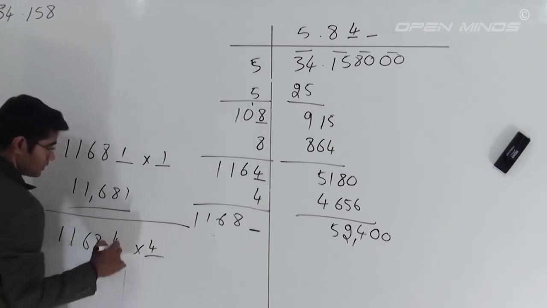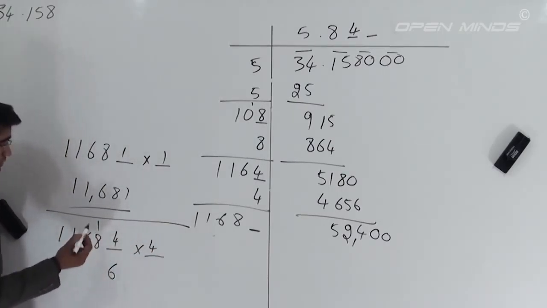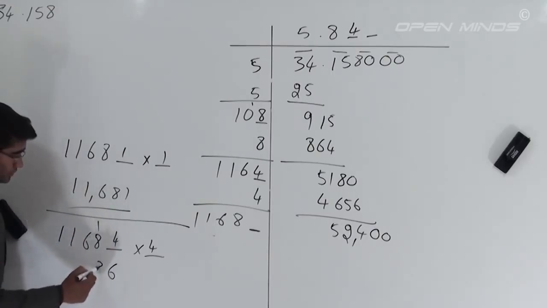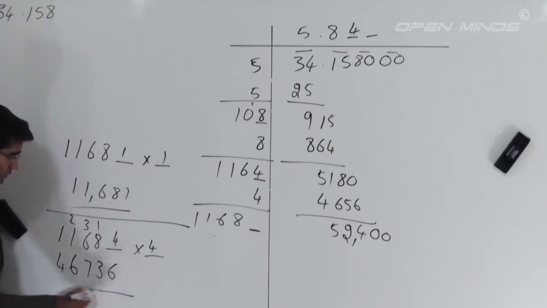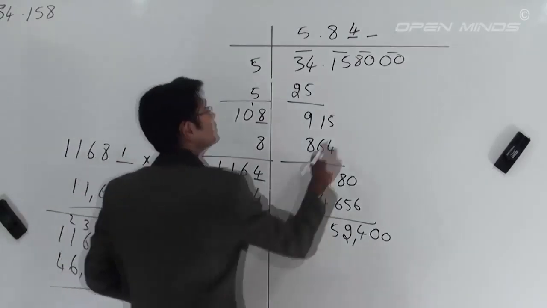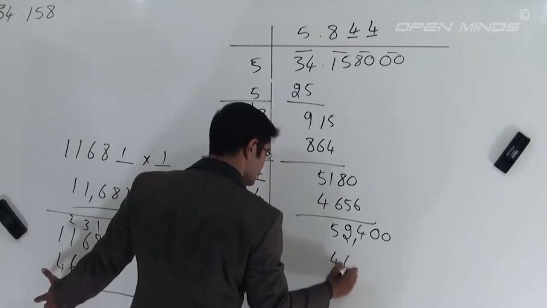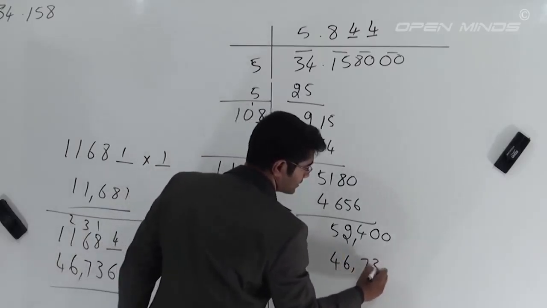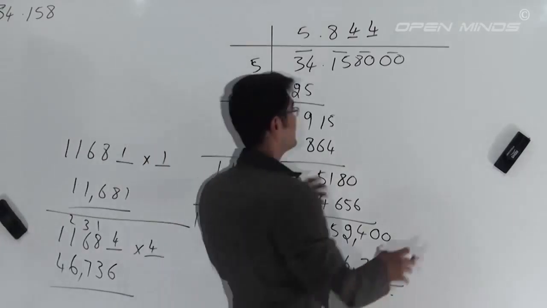See what you get. 4 times 4 is 16. 4 times 8 is 32, and that is 33. 3 up here, 4 times 6 is 24, and 27, 2 up here. 4 times 1 is 4, that is 6, and 4. So you have 46,736, which is close to that. So I think 4 would do good here also. Whatever comes next, I'm not interested because I just need to approximate this guy.